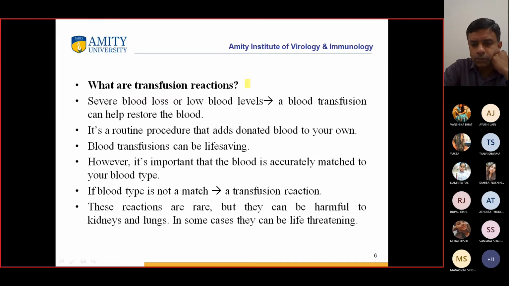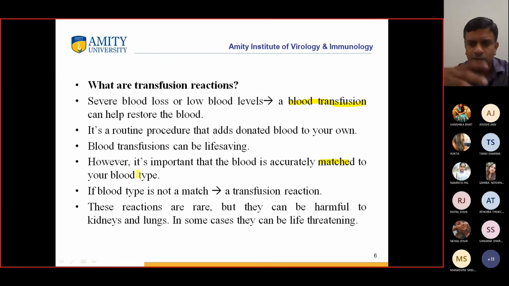In such conditions, there can be a need for blood transfusion, right? I think we all know this. We have seen in movies, someone has an accident, blood loss, and the doctor says go and find blood for this patient. It's a routine procedure that adds donated blood to your blood. Blood transfusion can be life-saving. However, it is important that blood is accurately matched to your blood type.